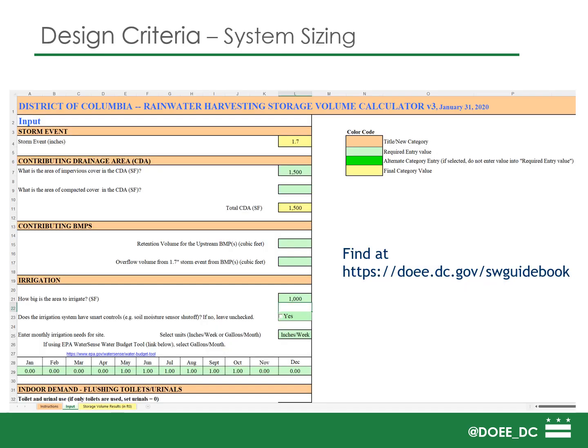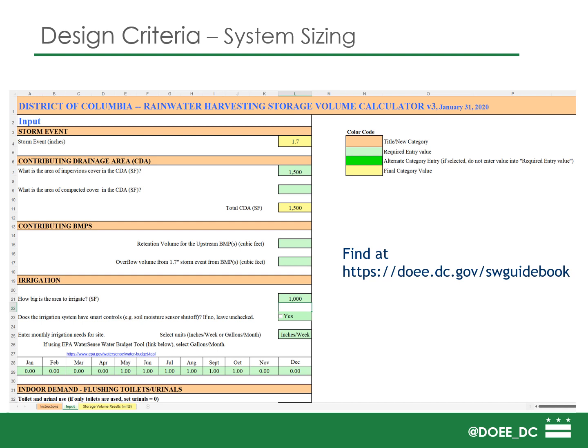To determine the storage volume that you get for a rainwater harvesting system, DOEE has this rainwater harvesting calculator that's available on the website, and you can put in the characteristics of your rainwater harvesting system, including the contributing drainage area, if there are any BMPs in that drainage area, for example, a green roof, what the use of the water is going to be. It could be irrigation, could be indoor demand such as toilet flushing.